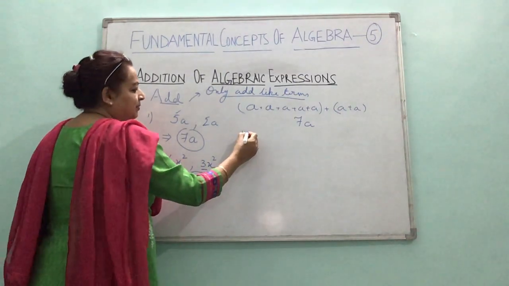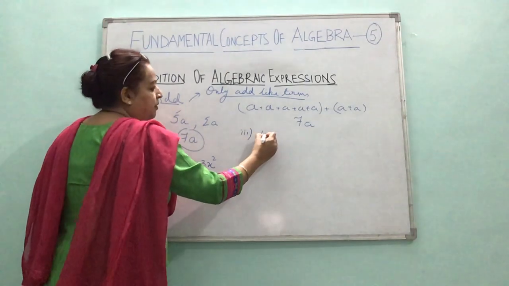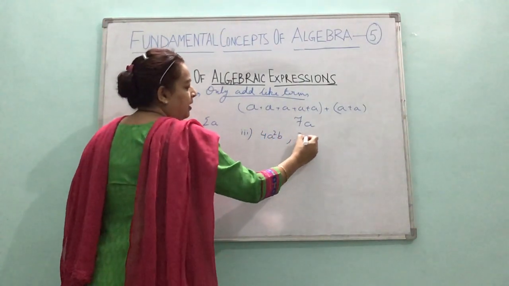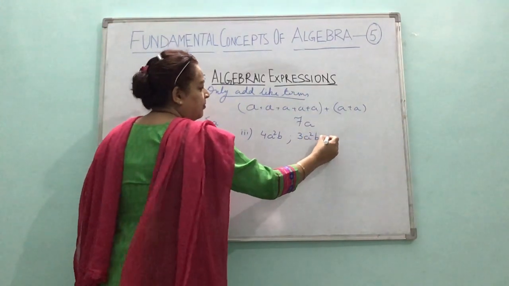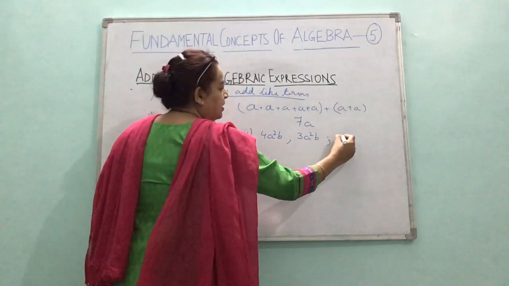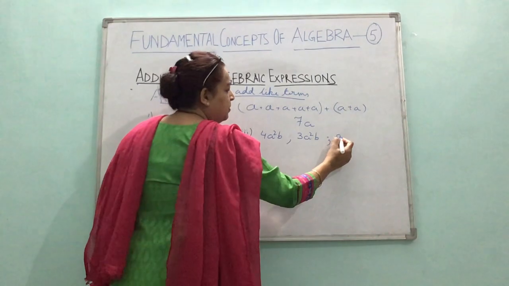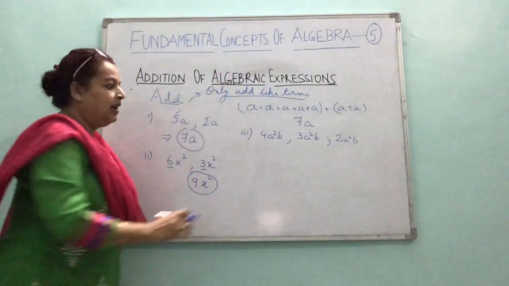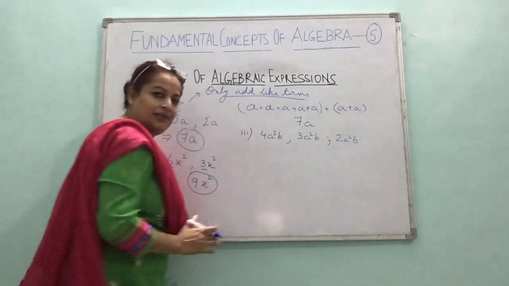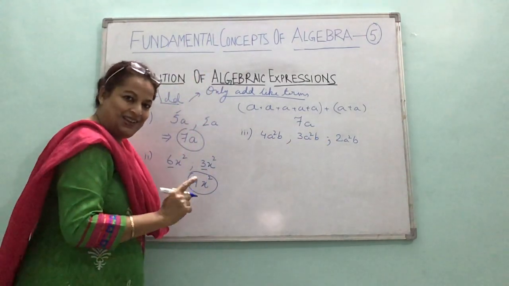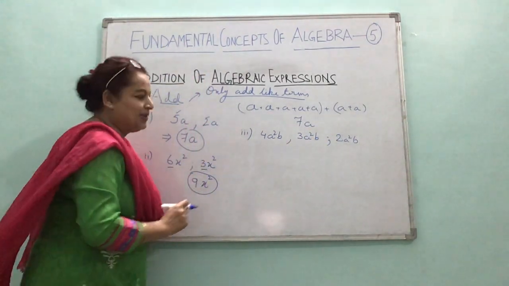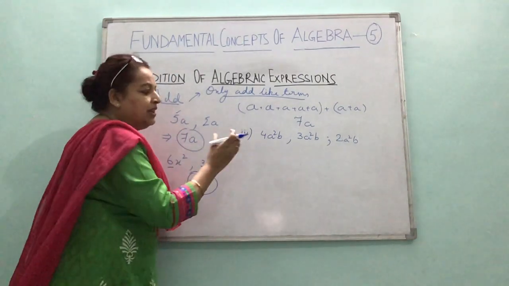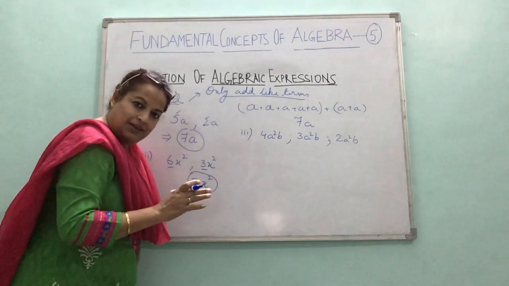One more example. 4a square b, 3a square b, and one more, 2a square b. First of all, are these all like terms, children? Now if you have any difficulty, we can always group them together in brackets, right?